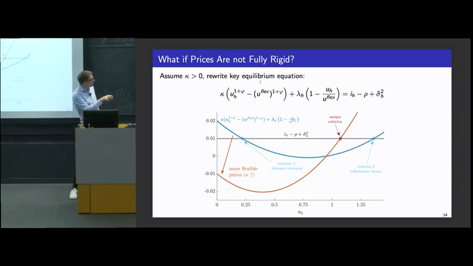Now, it gets even stranger if I raise the Phillips curve slope, so I make prices more flexible. Then this part of the curve goes down, and this part, for large u, goes up. It looks more like this red one. It crosses only once, and the solution looks like this inflationary boom, meaning it crosses from below, right?